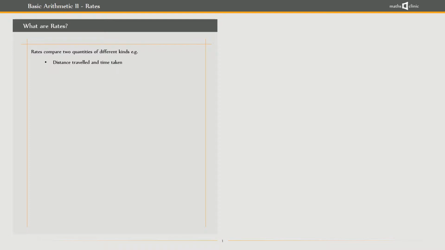to complete the distance. You can also compare population and geographical area. Sometimes you could be asked to compare the number of people in a place against the geographical area of the place, the size of the area that they're living in. And I think that is called population density.